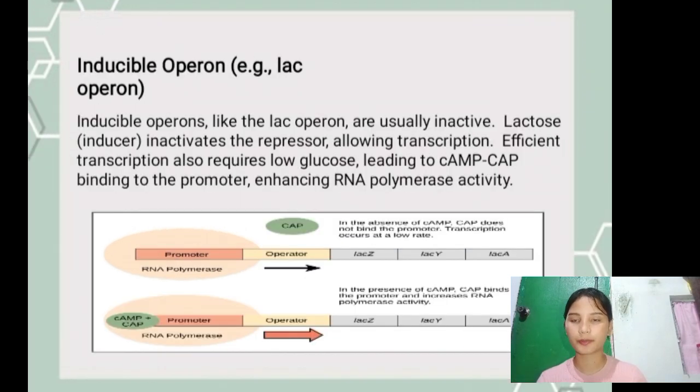The second type of operon is the inducible operon, like the lac operon, which is usually inactive, and the lactose inducer inactivates the repressor, allowing transcription. Efficient transcription also requires low glucose, leading to cyclic AMP and catabolite activator protein binding to the promoter, enhancing RNA polymerase activity.